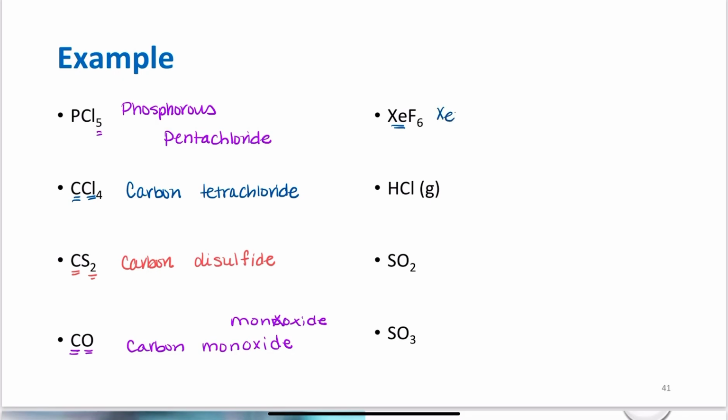XeF6, Xe is xenon. 6 fluorine. Hexafluoride. Now the HCl here does emphasize gas, and that's going to become important because in the very next module we're going to talk about naming acids. Acids are when we have molecular compounds like this dissolved into water. But because it is saying gas, that means it is a molecular compound. So H, hydrogen, Cl, just 1 of them, monochloride.